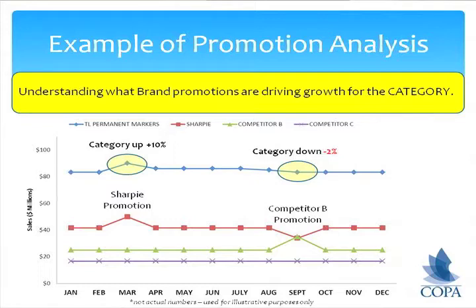And without this information, I guess competitor B would look at their promotion and say, great, look, I'm up this percent versus a year ago. Let's do it again next year. But without the big picture, they wouldn't realize that, in fact, the total permanent category was down 2%. So that's not the right decision in terms of executing that promotion again, versus looking at the Sharpie promotion.